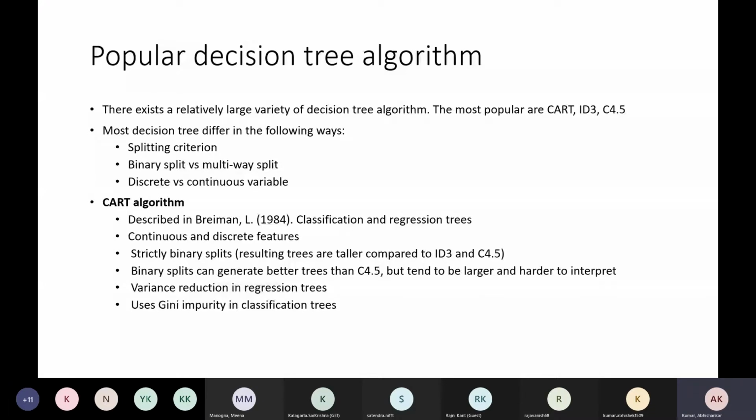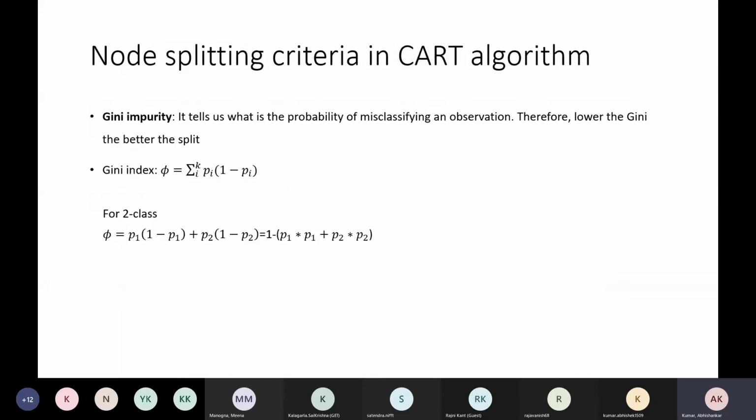The CART algorithm came up in 1983, and it is used for both classification and regression. This algorithm can take care of continuous and discrete features, but it uses only binary splits, meaning at every node we have only two child nodes from a parent node. What variance reduction is and what Gini impurity is, we are going to see today.